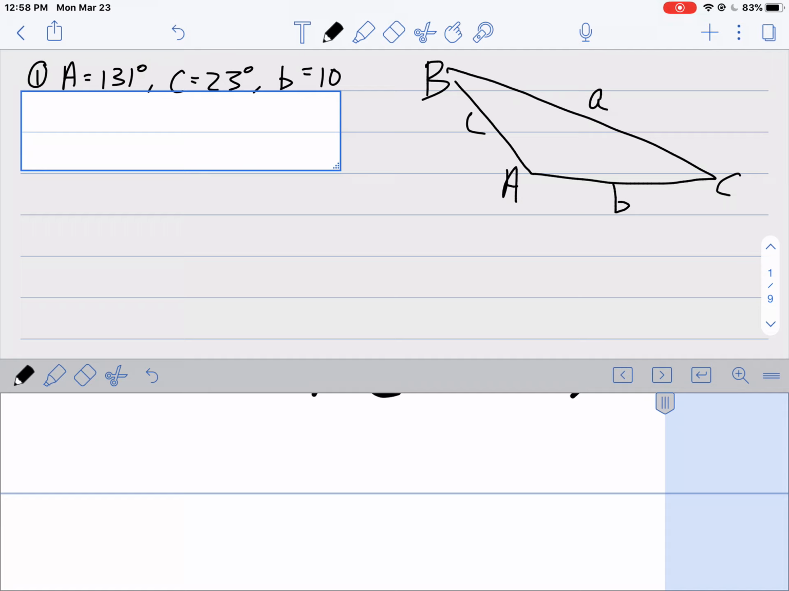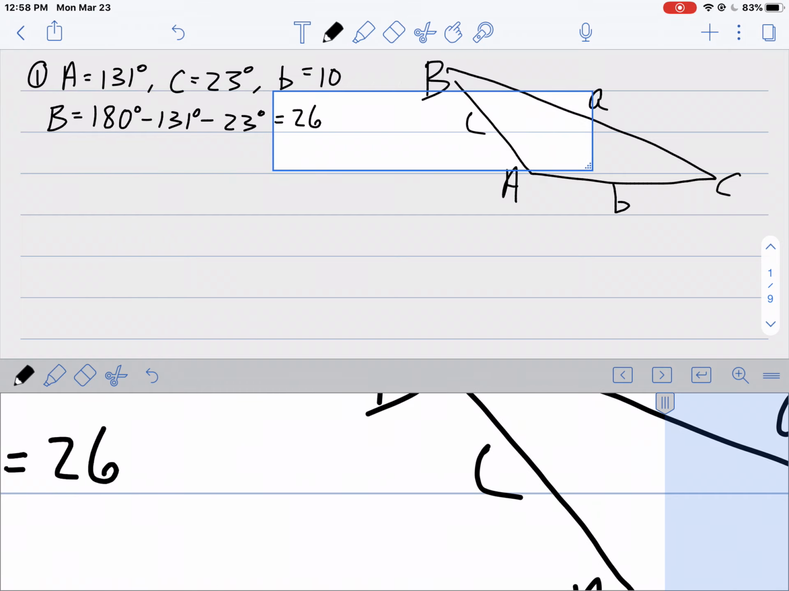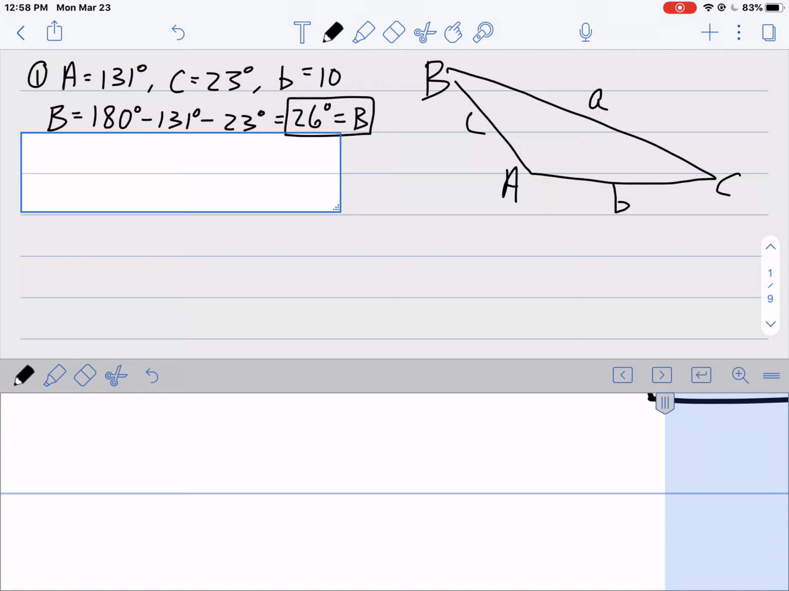And the first observation here is I know 2 of the 3 angles. So finding angle B first, that's straightforward, the sum of the measures of the angles is 180 degrees. So I'm just going to subtract the 131 and the 23 from the 180 that we know. And that leaves me with a measure of 26 degrees for angle B. Now I need to find the 2 missing sides. We need to find side A and we need to find side C.